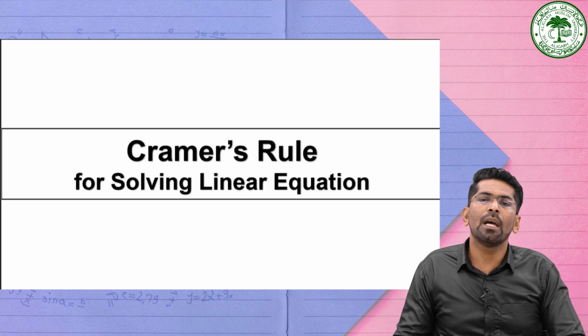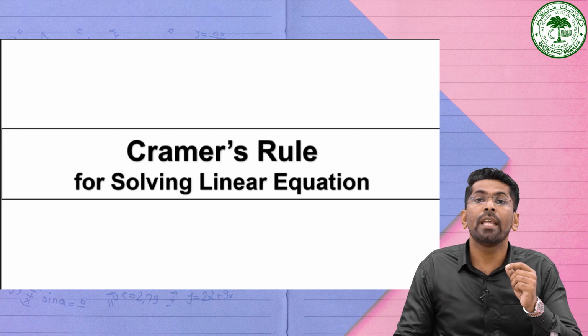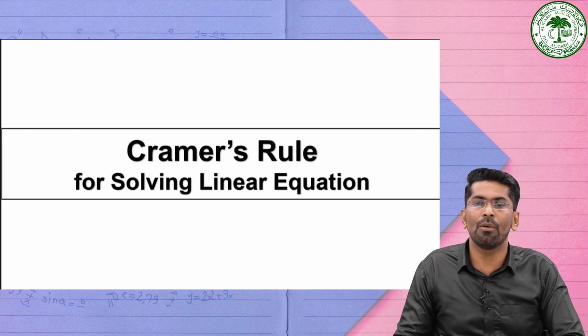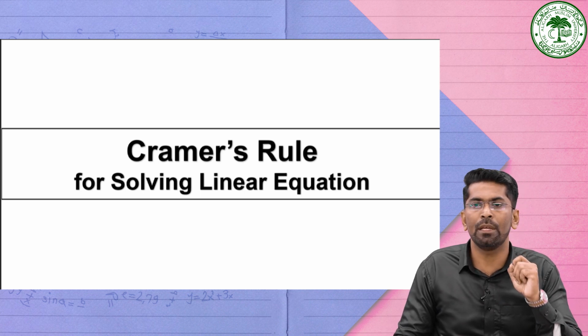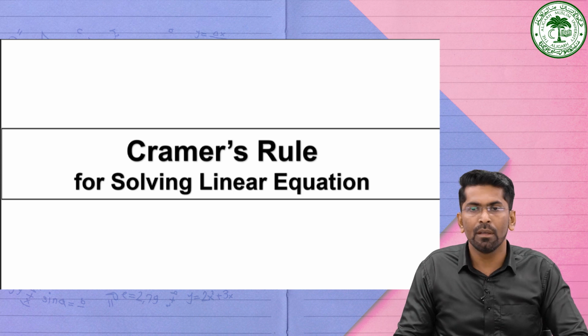Today we will introduce another method for solving a system of linear equations that uses determinants, which is generally known as Cramer's rule. Cramer's rule is a viable, simplified, and efficient method for finding a solution to a system of linear equations through the use of determinants, provided that we have the same number of equations as unknown variables. So today we will discuss Cramer's rule in detail.